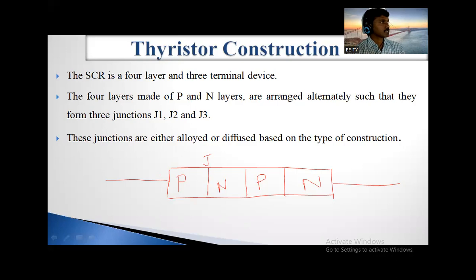These are also two different materials, so here also one junction will be formed. Here this is the P-type material and this is the N-type material, and here also one junction will be formed. So how many junctions? Three junctions, which we simply call J1, J2, and J3. It is clear. So this SCR has four layers, P, N, P, N, and three junctions. So simply SCR can be called a four-layer, three-junction device.